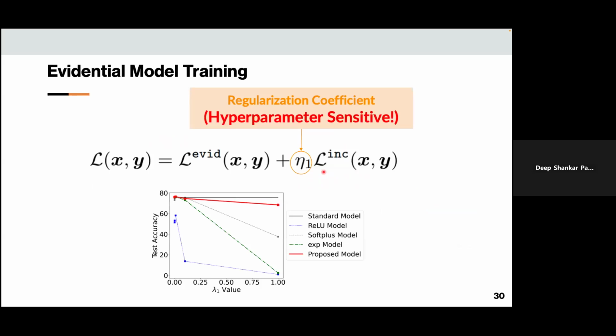Next, what we observed was the evidential models are trained with evidential losses with some regularization, but the models are quite sensitive to the values of the hyperparameters. These are 3 different variants of evidential model. The black solid one is the standard model, and all 3 models break with large evidence, the large value of the hyperparameter.